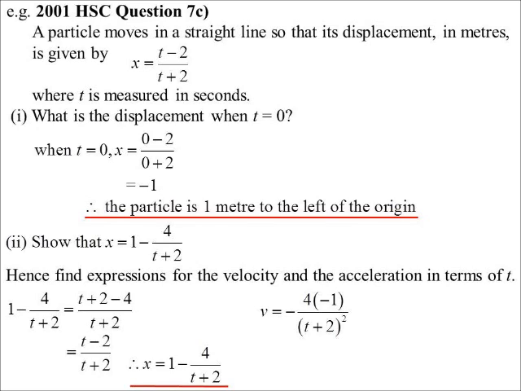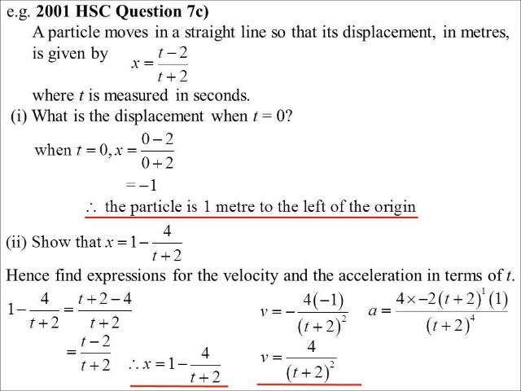But, of course, we're multiplied by negative 4 as well. So, I end up with 4 on t plus 2 squared. Then get to acceleration. I can use the reciprocal rule again: minus the derivative on the function squared.